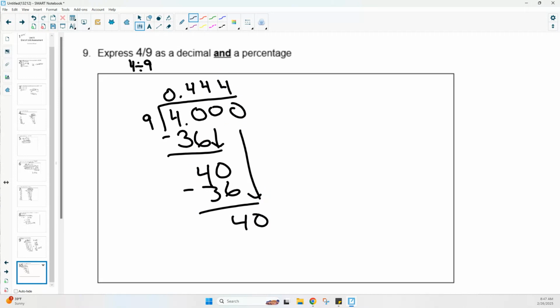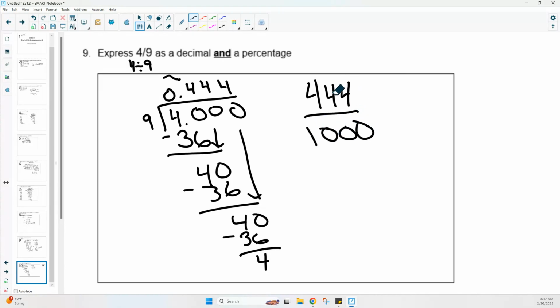And if you haven't realized by now, this is going to keep repeating, because we will keep doing the same loop over and over again. So we're just going to estimate this. This would be about 444 thousandths, a little bit more than that.